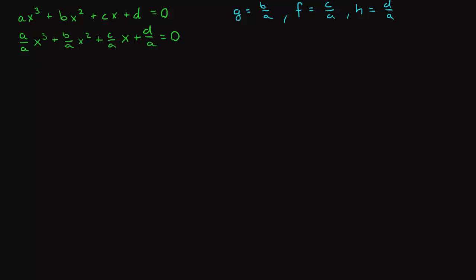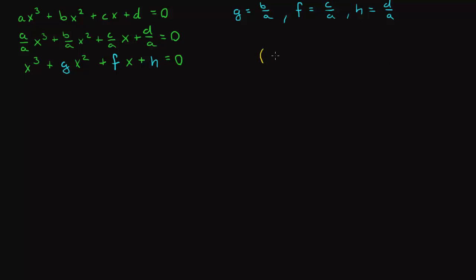So now we get our new equation, which is just a little bit simpler: x to the third plus g times x squared plus f times x plus h is equal to 0. Now, to solve this general cubic equation, there are two main steps that you kind of have to know about. And the first one is very similar to what you do in a quadratic equation, which is the following.